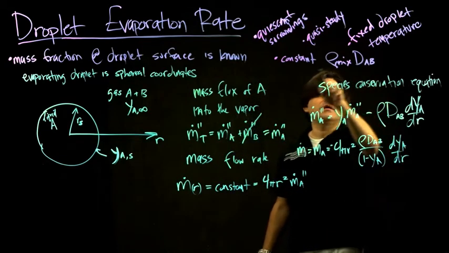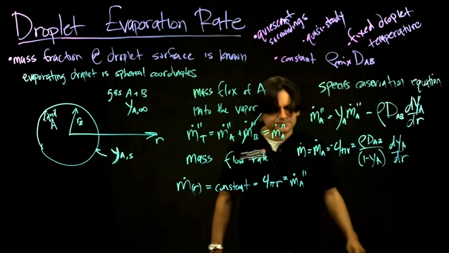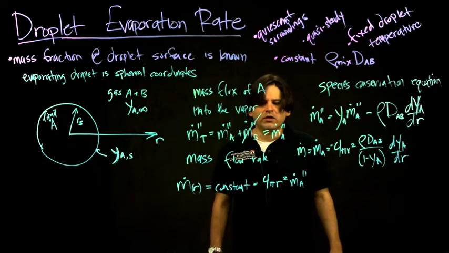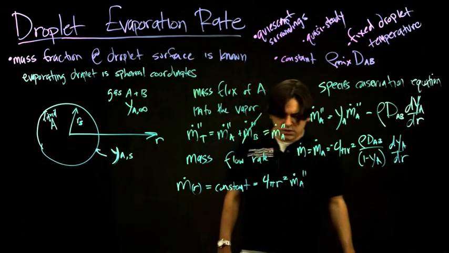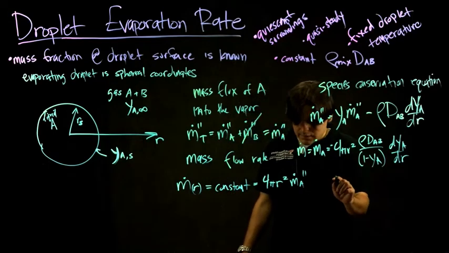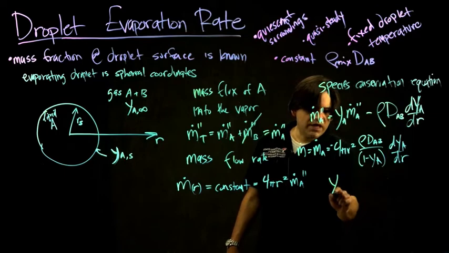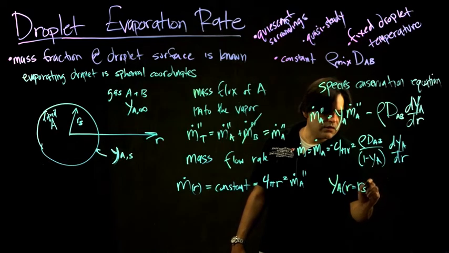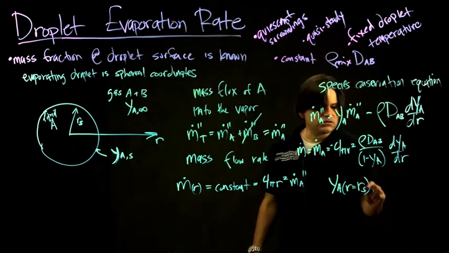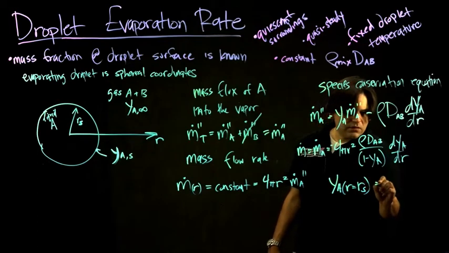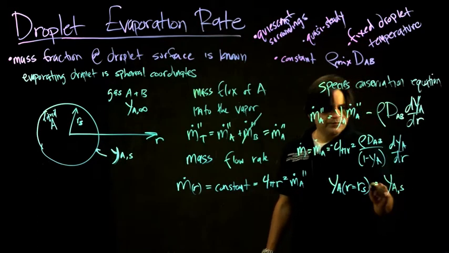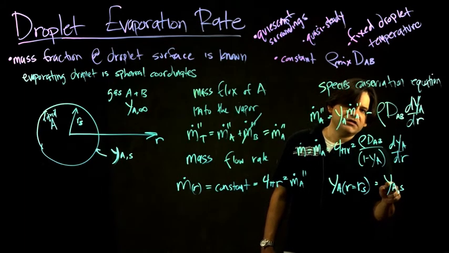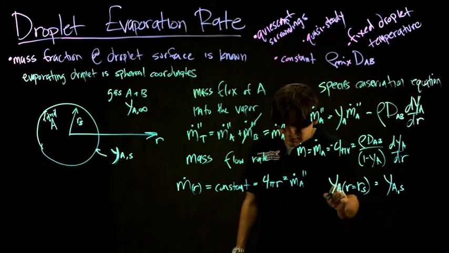Applying this assumption of constant rho AB, this is a separable ordinary differential equation. So the boundary conditions are at the mass fraction of A at the radius of the surface, which is radius equals r surface. That's what we define as this symbol here. And that is either a thermodynamic property or another correlation of mass transfer, which we'll talk about someday.